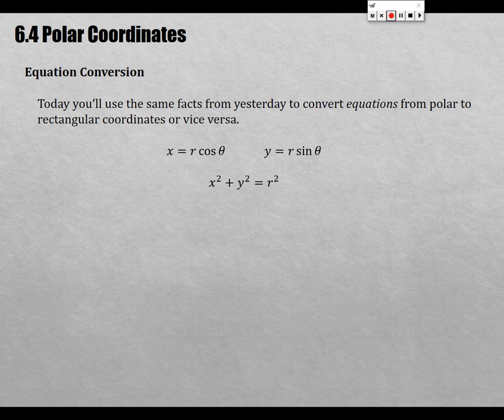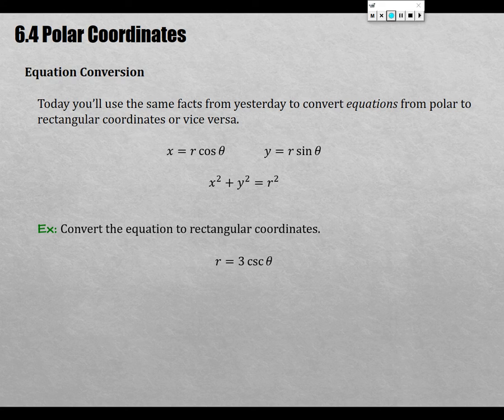X is r cosine theta, y is r sine theta, and remember that by definition of what we mean by r, x squared plus y squared equals r squared, by the Pythagorean theorem, or the equation of a circle, or the distance formula, whatever you want to call that. Okay. So before we actually do this, I'm going to ask us to plot this together, you and me, and then we'll do some algebra with it too.